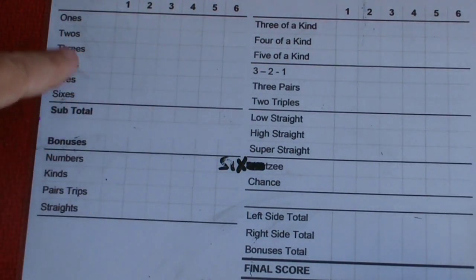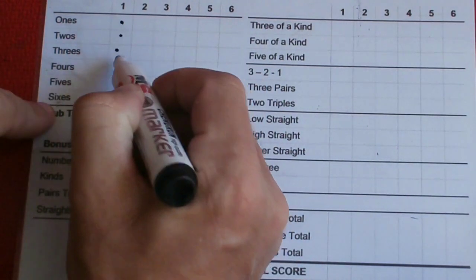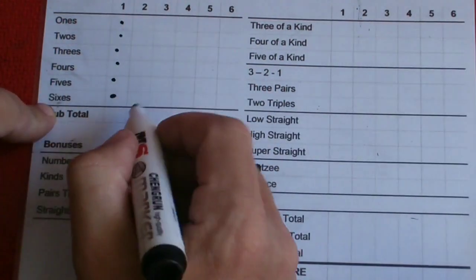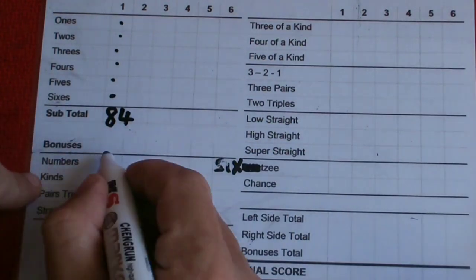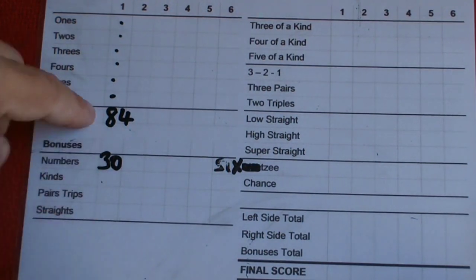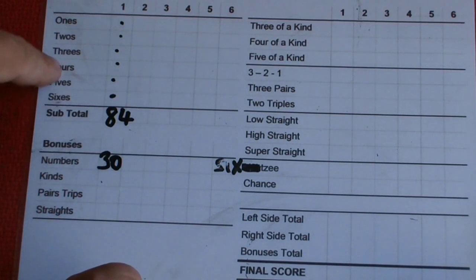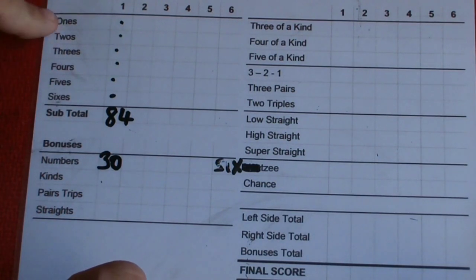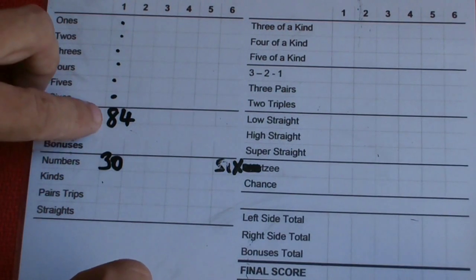The numbers is a bit more complicated. For the numbers, you need a total in all of these boxes. In all 6 boxes, you need a total of 84 or more, and then you get 30 in the numbers. Now how to get 84? 84 happens to be an average of at least 4 of each number. So if I get at least 4 1s, at least 4 2s, 3s, 4s, 5s and 6s, that comes to 84.